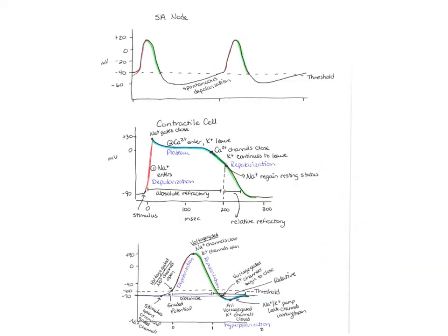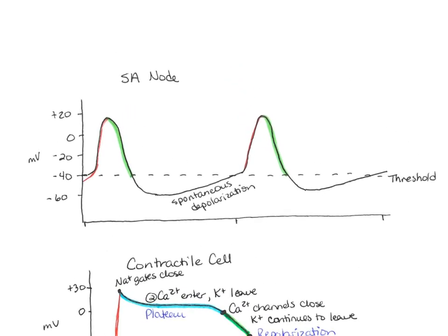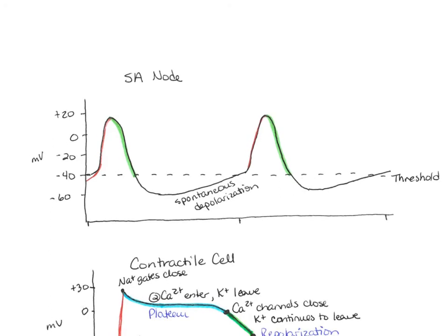So I also wanted to show you here the actual action potentials. This is the SA node, and I keep talking about it. This is what the action potential sort of looks like. It has a spontaneous depolarization. Usually there's a stimulus that will open up those sodium gates, and sodium will rush in to get to threshold. Well, not so with the SA node.